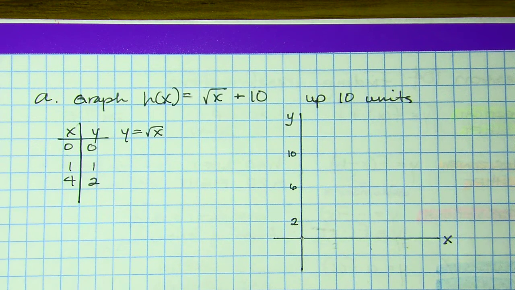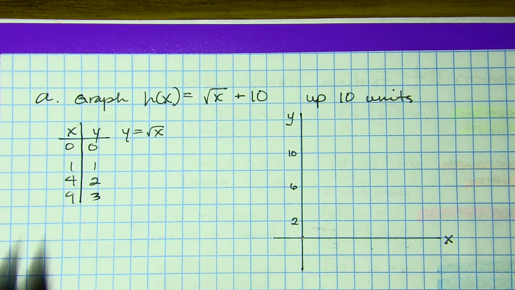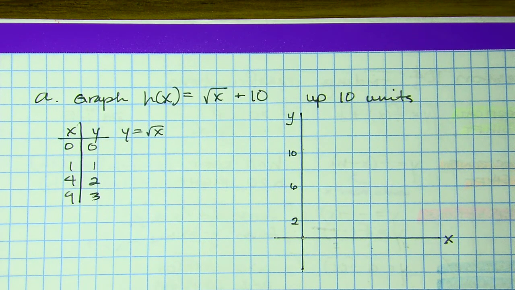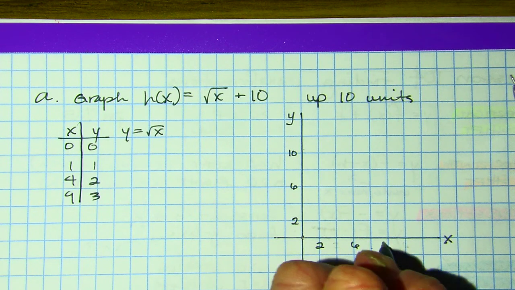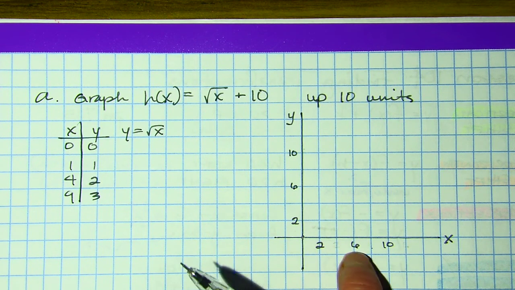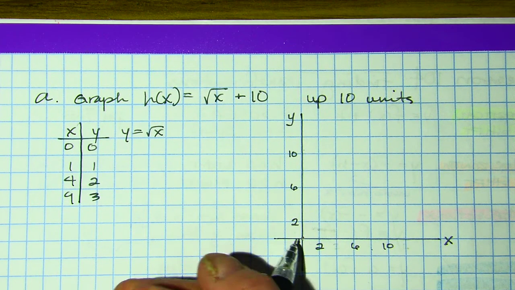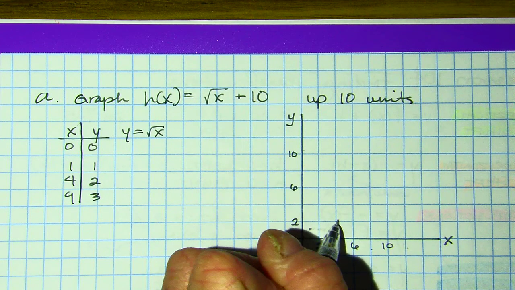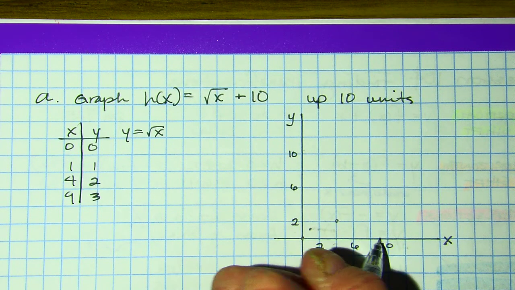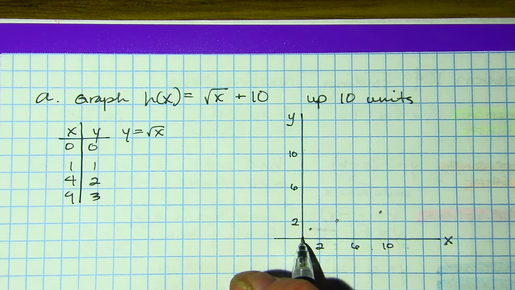And I'm going to go ahead and put 9, 3. Okay, so my bad. I'm going to go ahead and go by the same scale, 2, 6, 10. 2, 4, 6, 8. I'm going by twos. So 0, 0, 1, 1, 4, 2, here's 9, 3, right? Here's my graph.